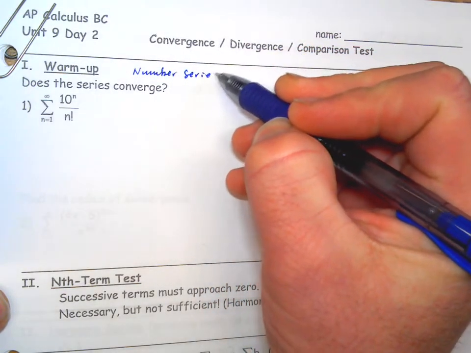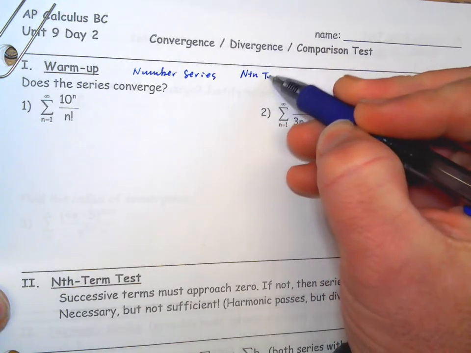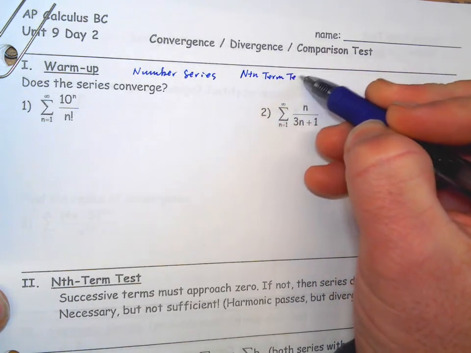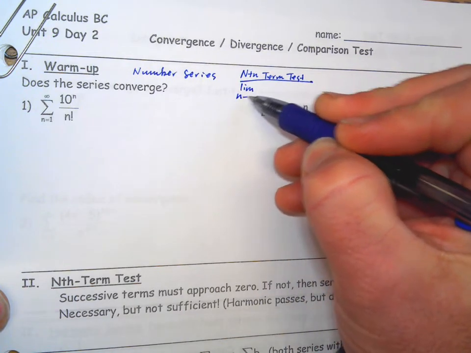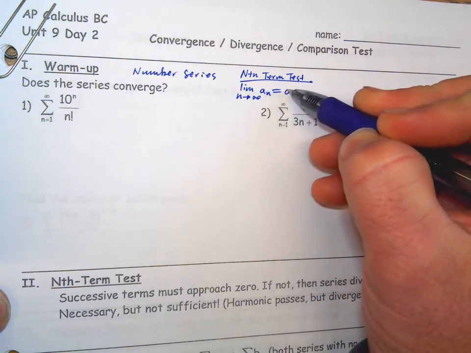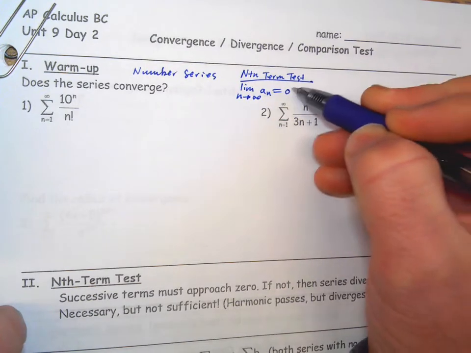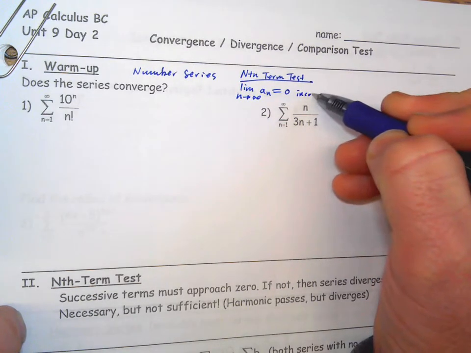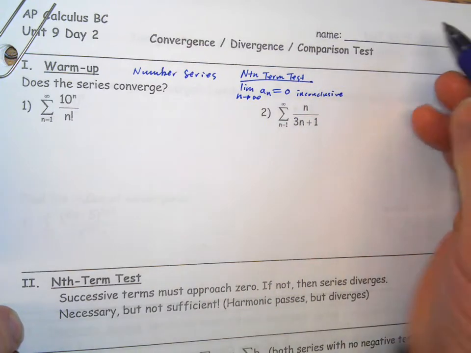We have two tests as of now. We have the Nth Term Test, which says the limit as n goes to infinity of the nth term needs to go to 0. If it doesn't, it diverges. It's a test for divergence. This on its own is inconclusive. If it's something other than 0, it diverges for sure.